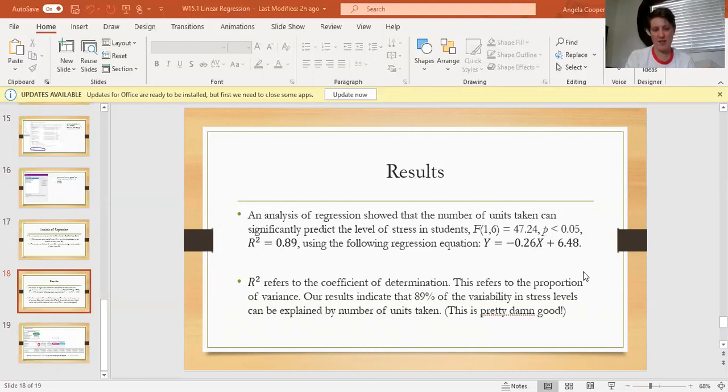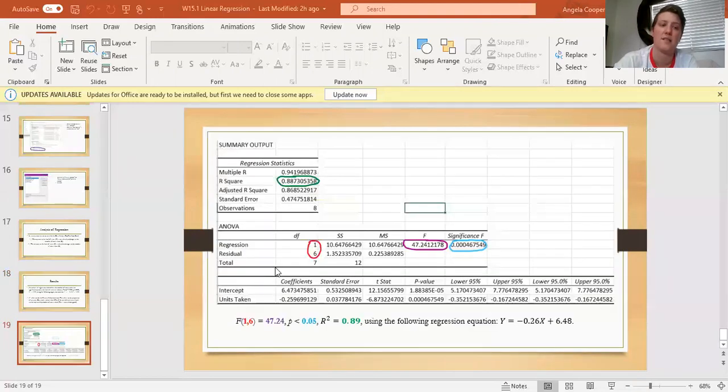This is pretty good. To have 89% of the changes in your sanity or stress levels be attributed to your number of units taken, hey, that's pretty good. Hence, I'm not surprised that we have rejected the null hypothesis. So that's all I really have to say about linear regression.